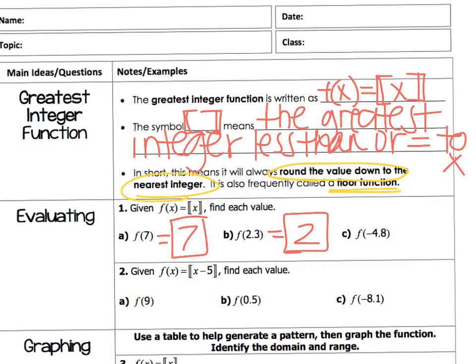For C, we want to know the greatest integer function when we're plugging in negative 4.8. So we want to round down. And be careful because it's a negative number. Rounding negative 4.8 down would be negative 5.